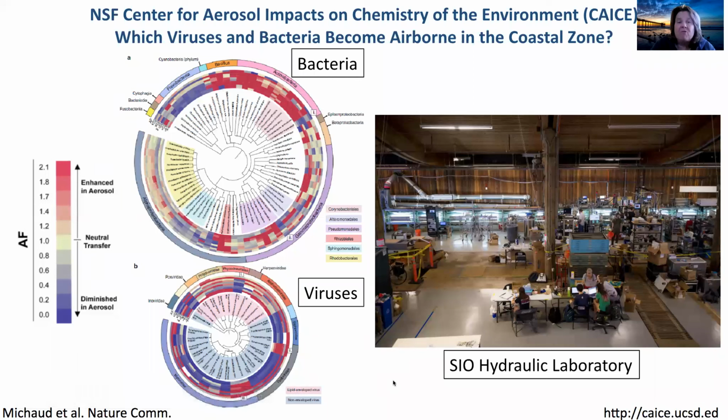So as I mentioned, I'm the director of a large National Science Foundation center. This is the facility we use at UC San Diego. It's called the H Lab or hydraulics lab. Basically in this facility, we can pump seawater in and we can break waves and look at the viruses and bacteria that become airborne. And we've been doing this for now 10 years. I won't go into the details of the results on the left, but we published a paper showing that certain bacteria and certain viruses become heavily enriched in the atmosphere, which means they can blow over large regions of San Diego and potentially be inhaled. Okay, next slide, please.